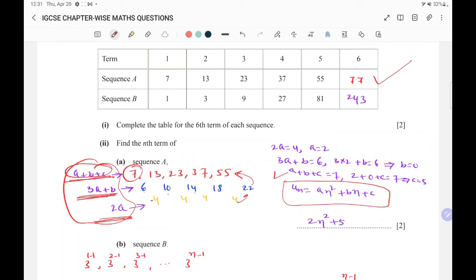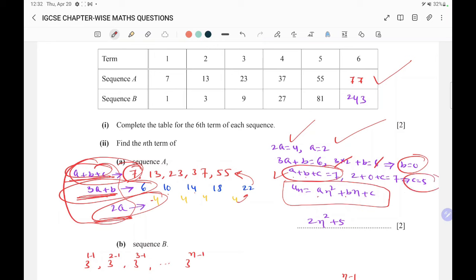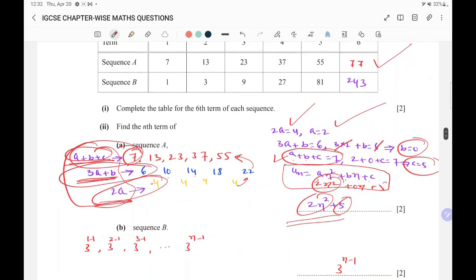Okay, and 3a plus b is 6, 2a equals 4. So 2a equals 4, a equals 2. Now 3a plus b equals 6, and a is 2, so 3 times 2 plus b, so 6 and 6 cancel, b is 0. Now a plus b plus c is 7, so 2 plus 0 plus c is 7, so c is 5. Now we have a, b, and c. So you will write 2n squared plus 0n plus 5, so that's 2n squared plus 5.